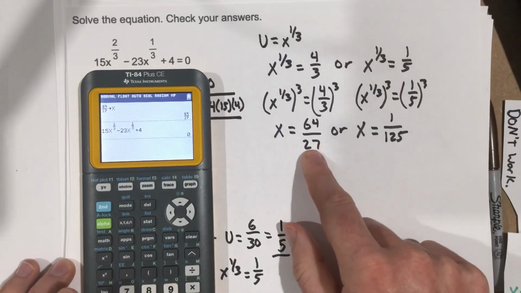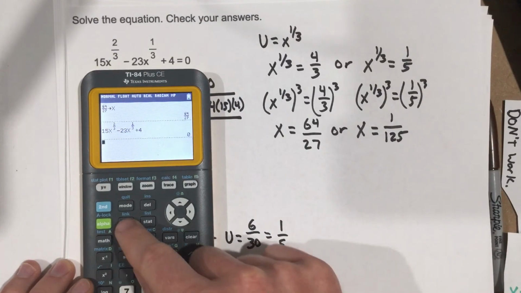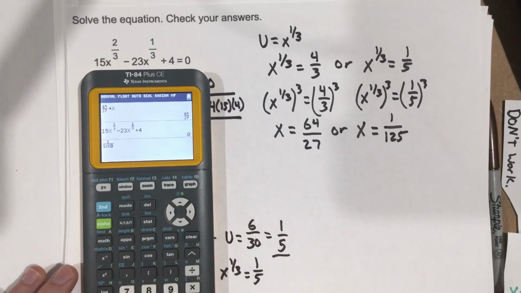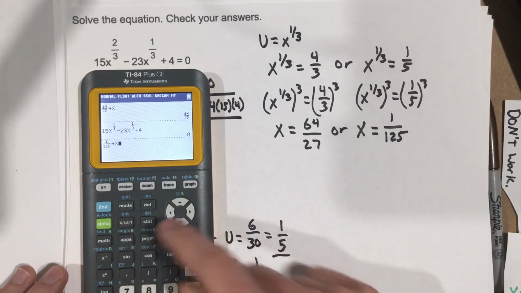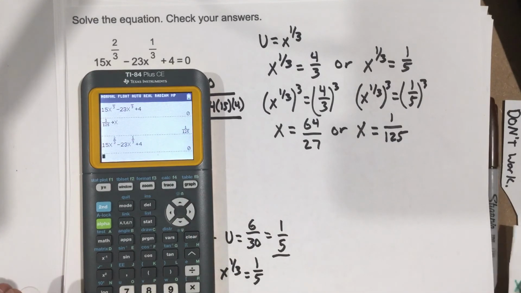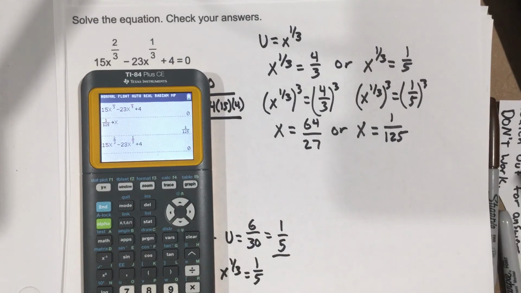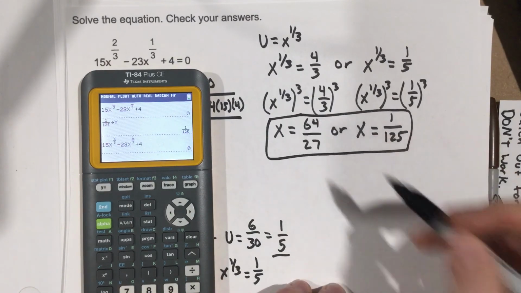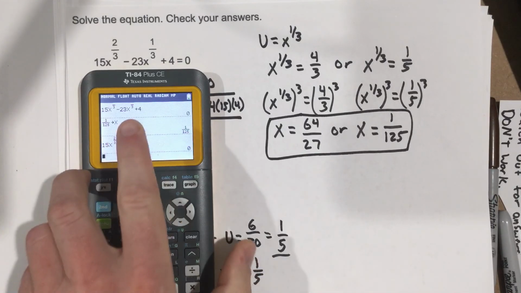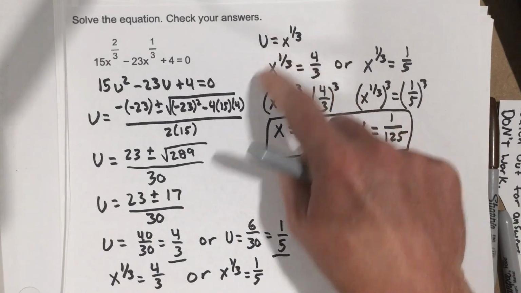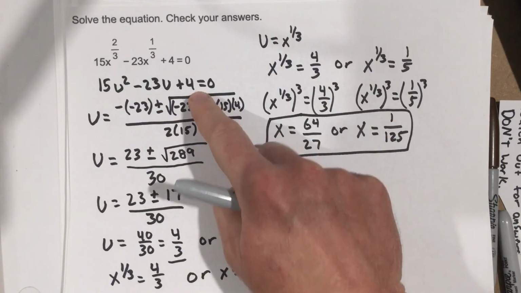So that's one solution. Now let's store x. What's to store? 1 over 25. So we'll say 1 over 125, not 25. And store it as x. Grab that equation. You'll see it gives you 0 as well. So both of these are solutions to this equation. Again, all we did was use a substitution there to get something that we're used to, which was a quadratic, to be able to solve.